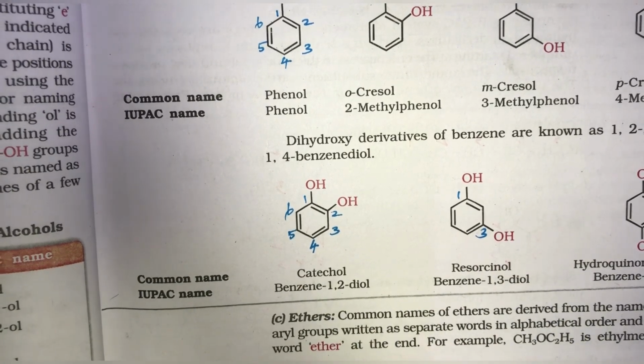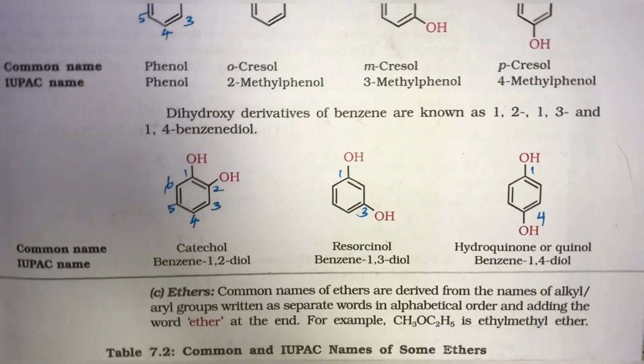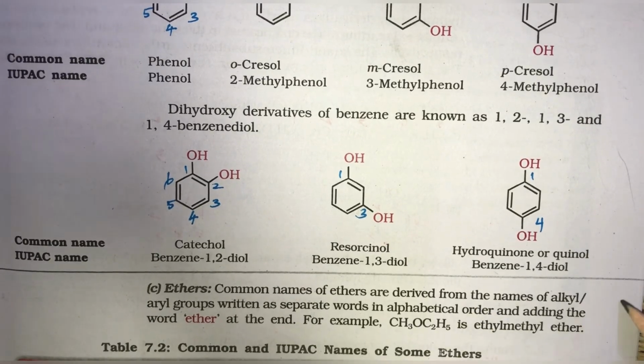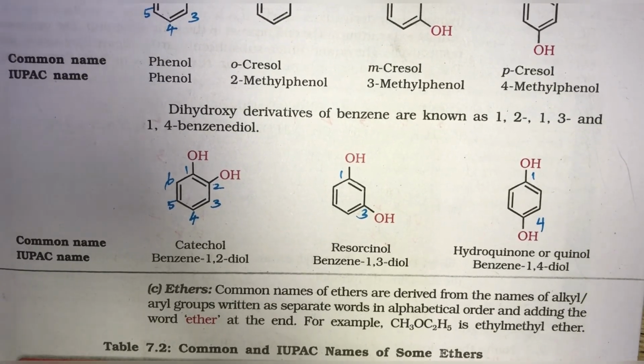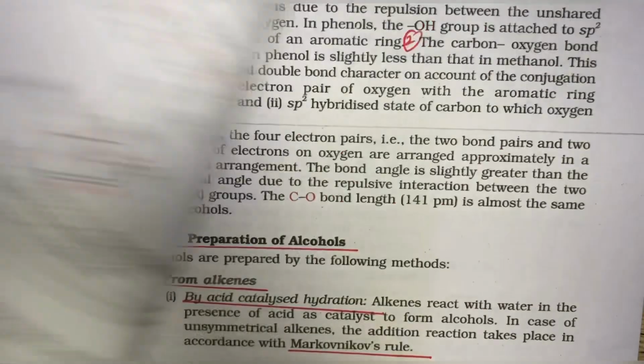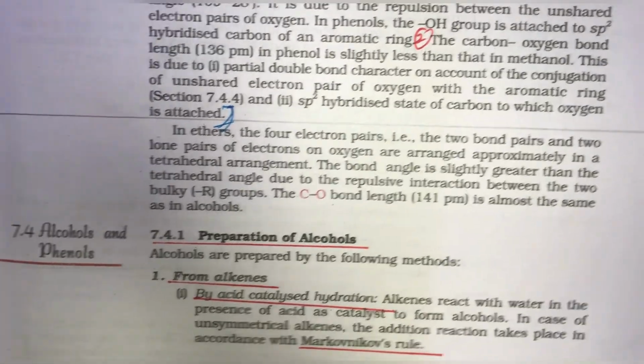What are quinols? The 1,4-dihydroxybenzene is called quinol. That is, benzene 1,4-diol is called quinol, where the OH groups are para to each other.